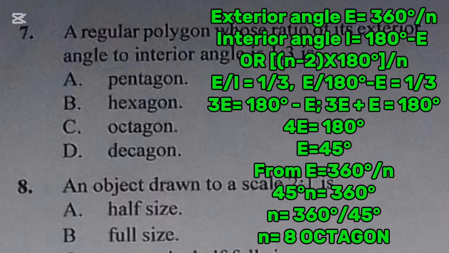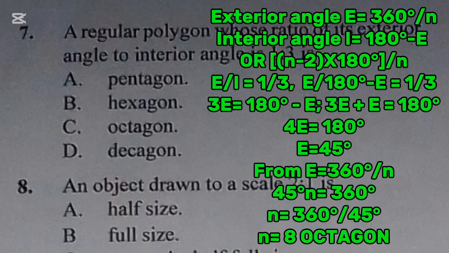Now the given ratio of exterior angle to interior angle is 1:3. So we have the exterior angle E over 180 minus E equals 1/3. Then 3E equals 180 degrees minus E. From here we can get our exterior angle, which is 45 degrees. Now the exterior angle is 45 degrees, which equals 360 over n, where n is the number of sides of the polygon. So to get n, we say 360 degrees divided by 45 degrees.